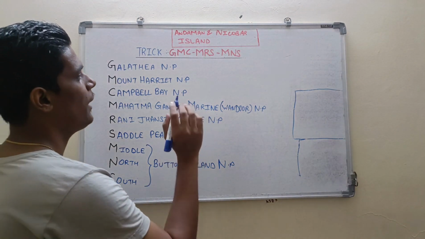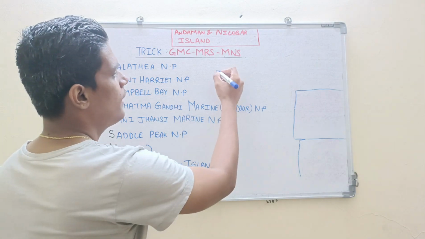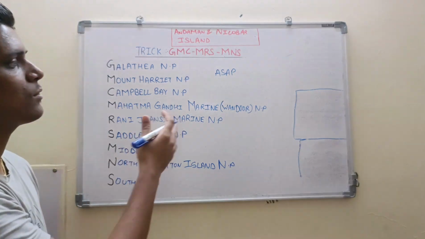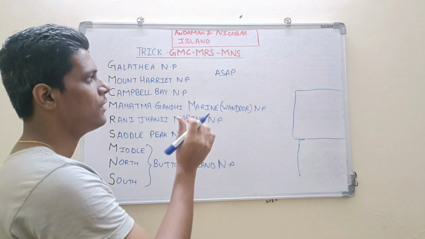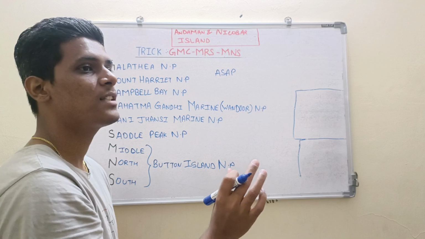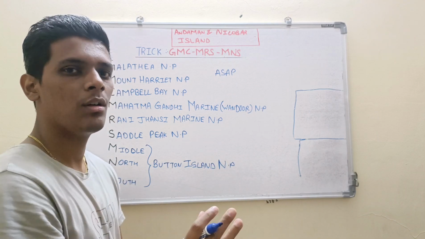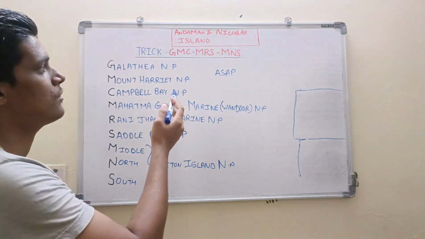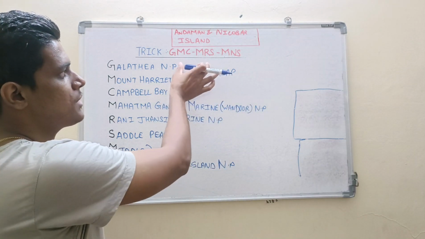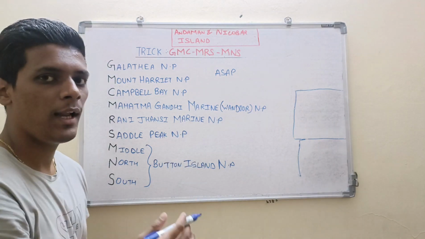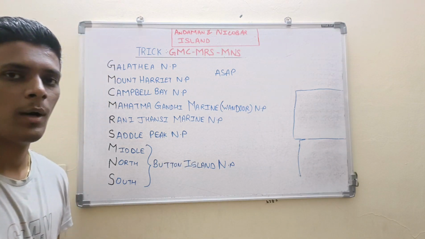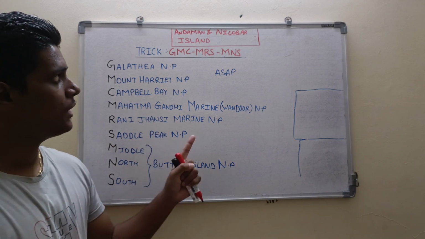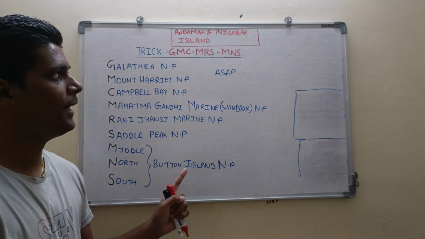For example, there is a term called ASAP. What is the full form of ASAP? As soon as possible. People use a mnemonic to express bigger terms in a small manner. Here we have done the same thing: to remember the bigger stuff, we have used certain codes which will help us recall the national park names in the examination. So we have covered the Andaman and Nicobar Islands National Parks.